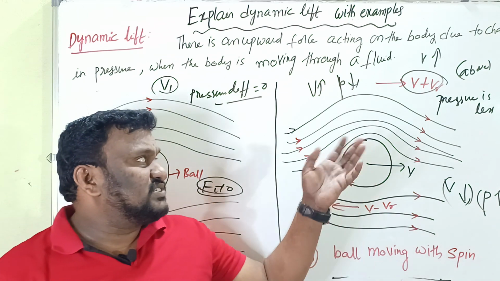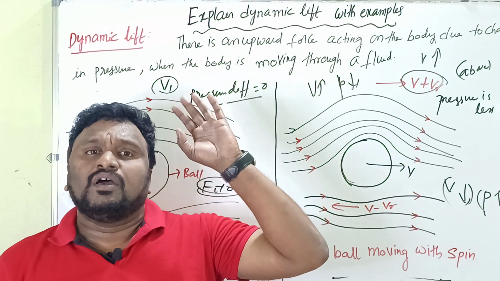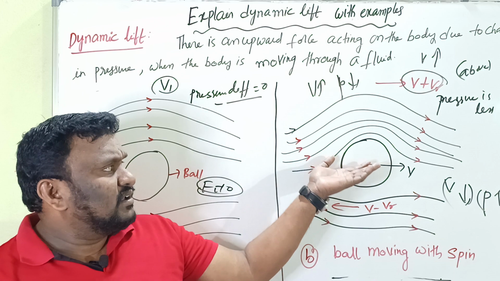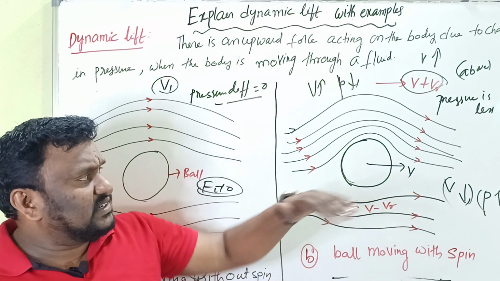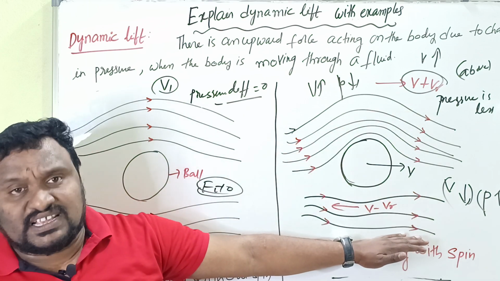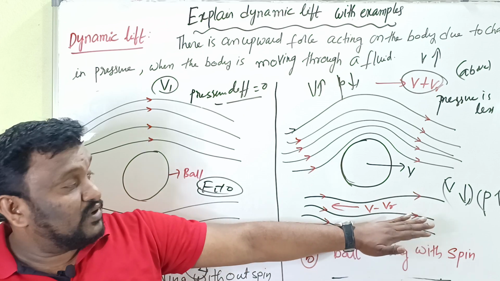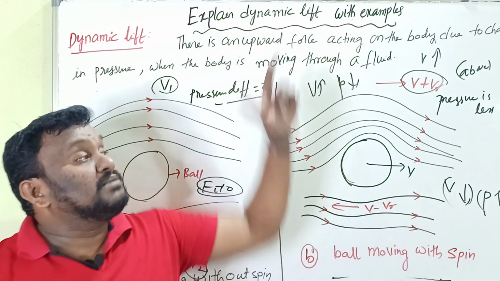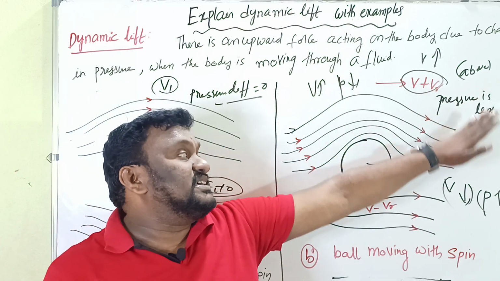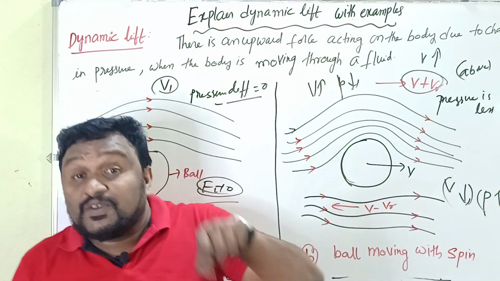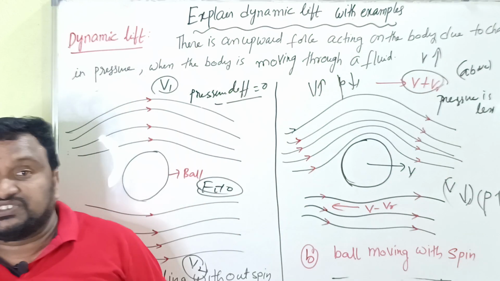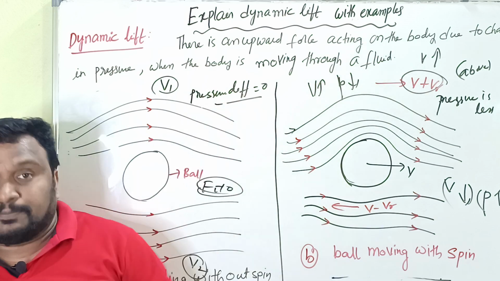Got my point? This is the reason behind the wings of the airplane and the spinning of the ball, all the same. In case of spinning motion, we have to imagine or divide the fluid into two parts, above the ball and below the ball. Above the ball the velocity is more, below the ball velocity is less. When velocity is less, pressure is more. When pressure is more, obviously it can lift the ball. Above the ball pressure is less and below it is more. There is a pressure difference, and due to the pressure difference, some force is acting on the ball in the upward direction.